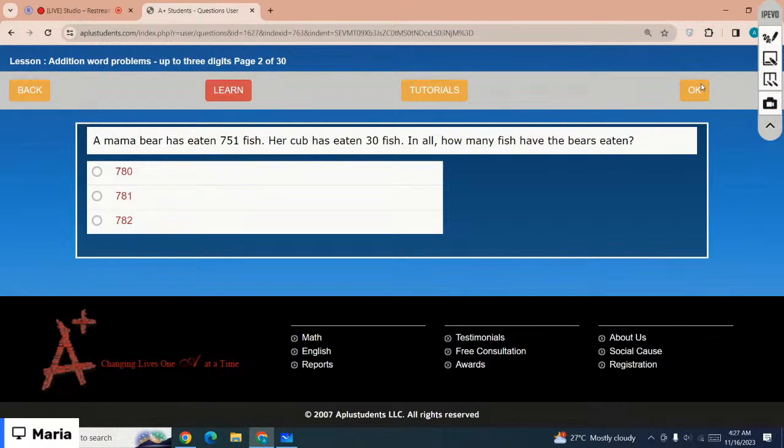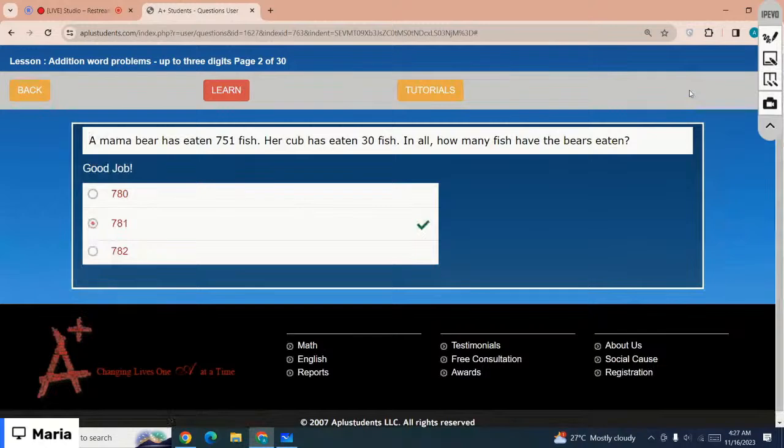So 751 plus 30 is 781. That's the one we just did in the tutorial, right? So 751 plus 30 is 781.